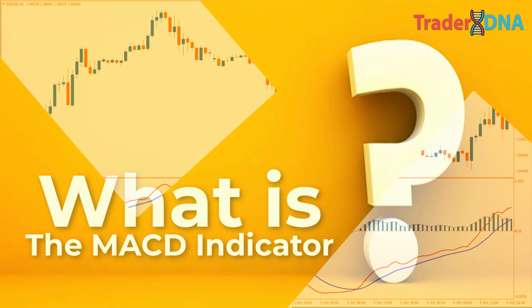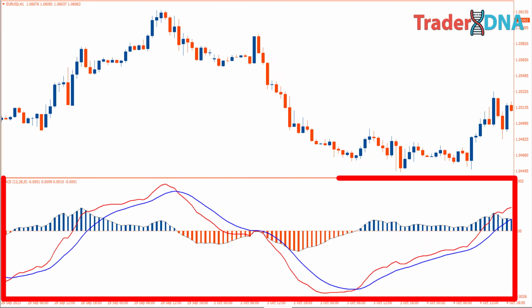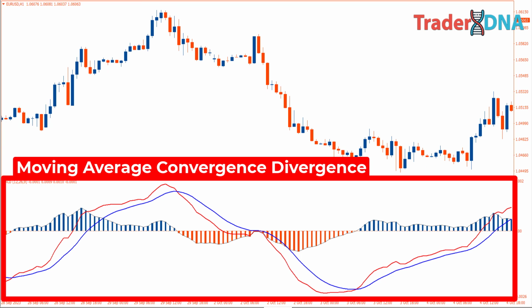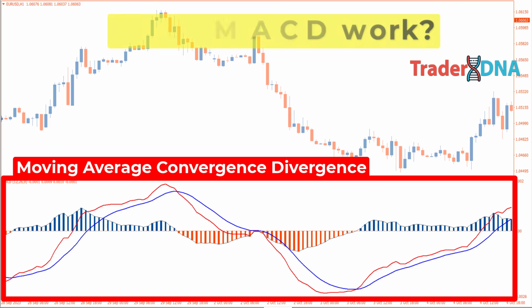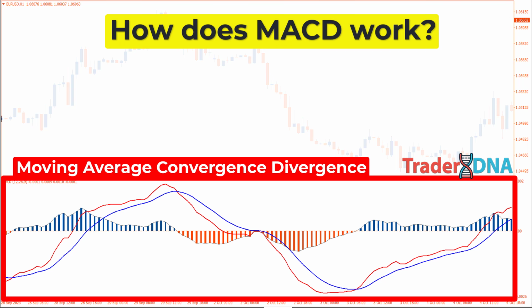The MACD, which stands for Moving Average Convergence Divergence, is a momentum oscillator employed for trading trends. The MACD essentially measures the gap between moving averages and assists traders in determining the direction of a trend, as well as whether the bullish or bearish momentum in the price is gaining strength or weakening. How does the MACD work? The MACD indicator operates using three components.